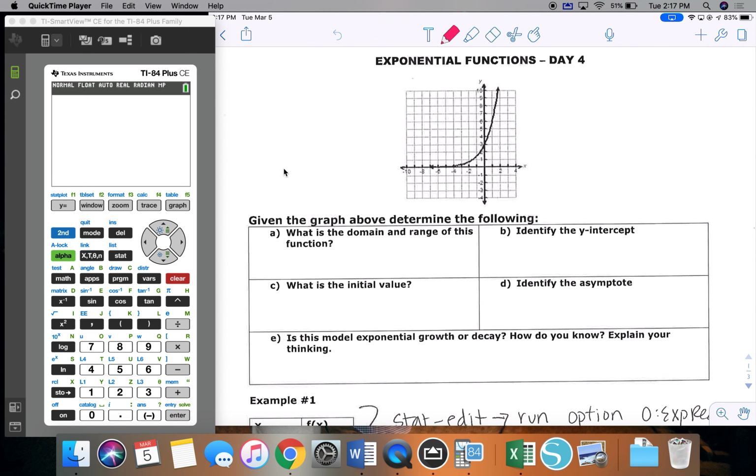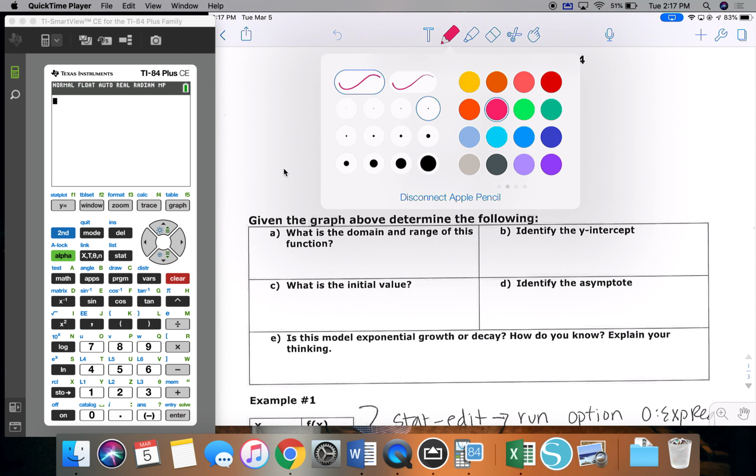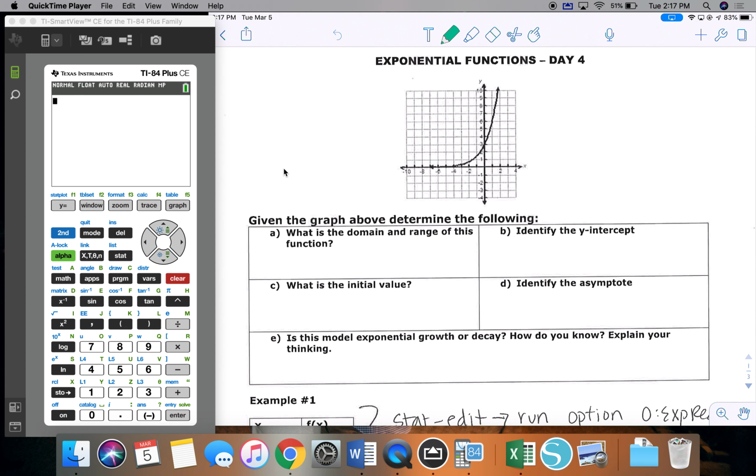This video covers exponential functions day 4. They have given us a graph and they've asked us to use the graph to determine the following. So they want the domain and range. We know that domain is always all real numbers for all exponentials. So you could put negative infinity to positive infinity or all reals.